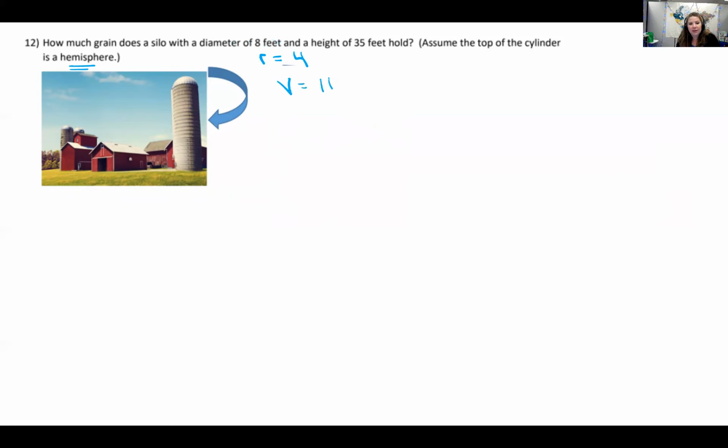For our cylinder, we're going to do the area of the base, which is pi r squared, times the height. And then the volume of our hemisphere would be 2/3, because it's half of a sphere, 2/3 times pi times radius cubed. So we're going to find the volume of both of these, and then add them together. In my calculator, I'm going to plug in 3.14 times 4 squared, because the radius is 4, and the height of the cylinder is 35 feet. For the hemisphere, I'm going to plug in 2/3 times 3.14 times my radius cubed.